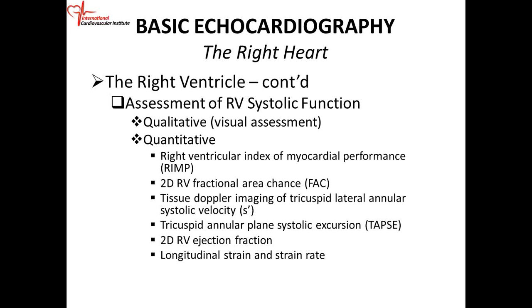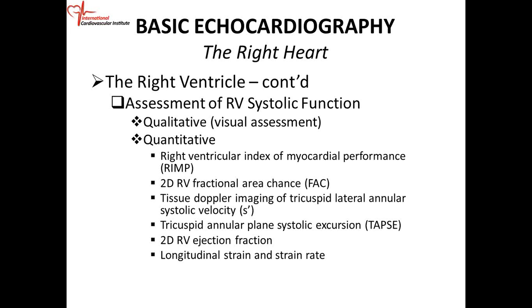Very important because what we have found is that tissue Doppler imaging, looking at S prime, is probably one of the more accurate ways of assessing RV systolic function. So the tissue Doppler imaging of the tricuspid lateral annular systolic velocity. So for an apical four-chamber view, and we're going to go over these in detail, like you're doing TAPSE, you're going to put the cursor on the lateral tricuspid annulus.